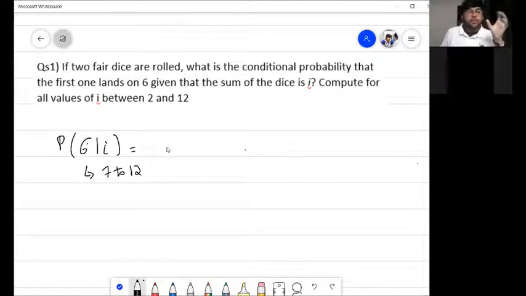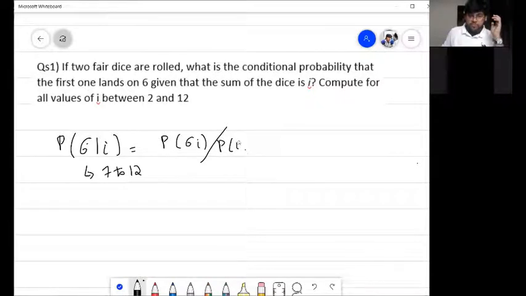Now using the formula of conditional probability, if I want to expand this, it will basically be the probability of 6 and i divided by the probability of just i. Now the thing is, can anyone tell me what the entire sample space is in this question? Not particularly what the question is asking us, like the last statement, but rather the whole experiment. Can anyone tell me the total number of values that can be taken in this sample set?